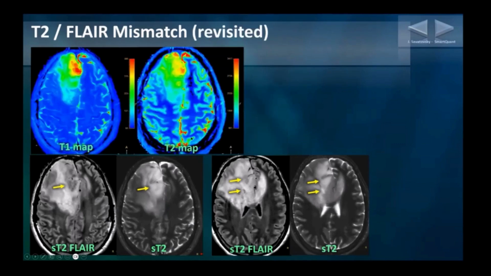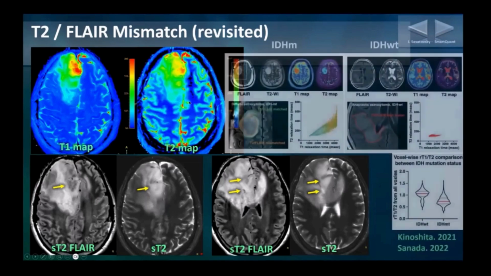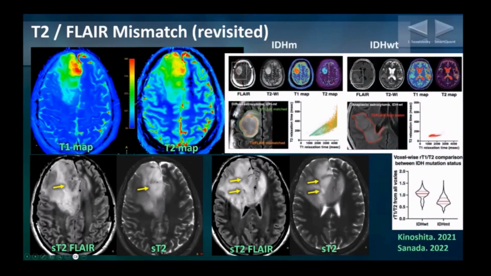And there are several articles that try to explain what the T2 FLAIR mismatch is and where it comes from. Actually, you have this mismatch because you have both long T1 and long T2 relaxation times, and this couple of long T1 and T2 relaxation times seems to be specific to IDH mutant low-grade glioma. So actually you have additional clues from those T1 and T2 maps that are given without any additional scan time, which tell you that it's likely an IDH mutant glioma.